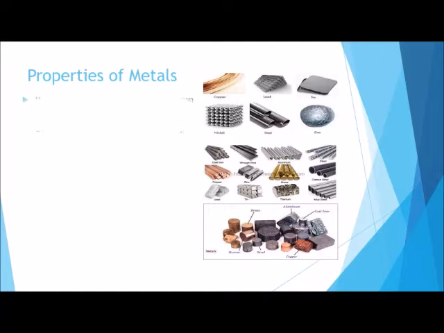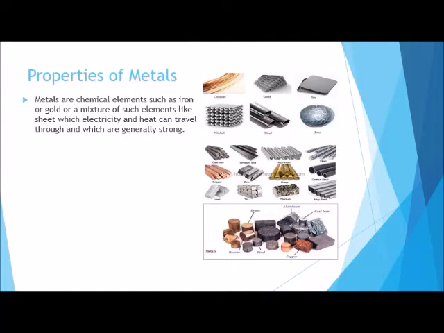Properties of metals. Metals are chemical elements such as iron or gold, or a mixture of such elements, which electricity and heat can travel through and which are generally strong. Now the properties of metals in full.